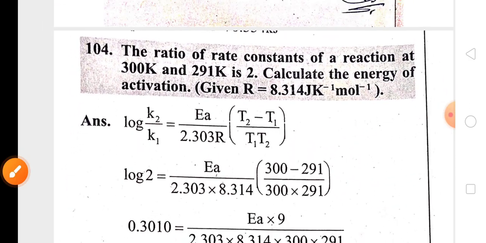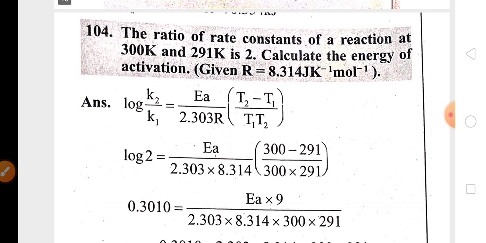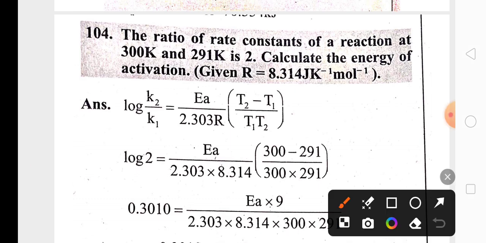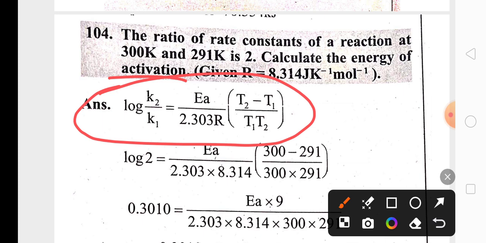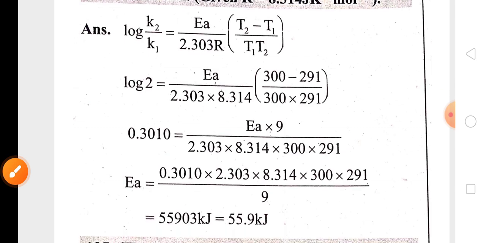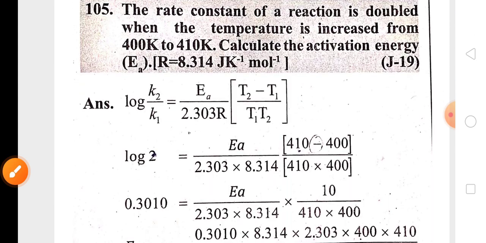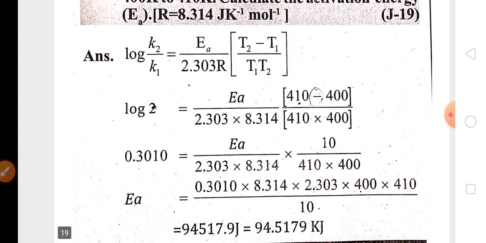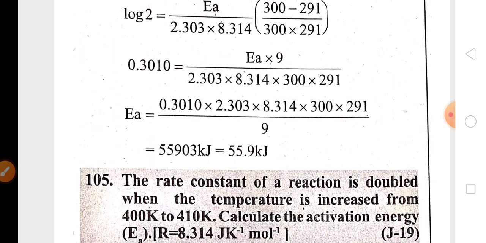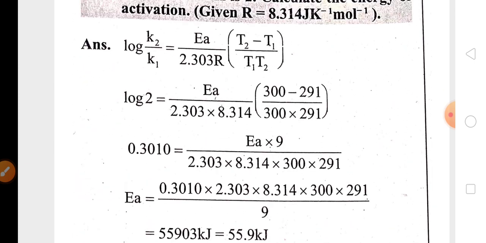Then the last two numericals are related to finding the energy of activation: log K2 by K1 is equal to energy of activation Ea by 2.303 R into T2 minus T1 divided by T1 into T2. We have given two examples here. So these are the very important numericals you may get in the coming exams.